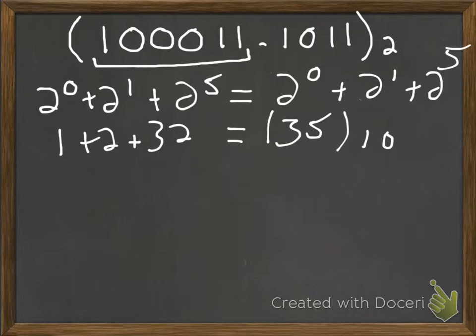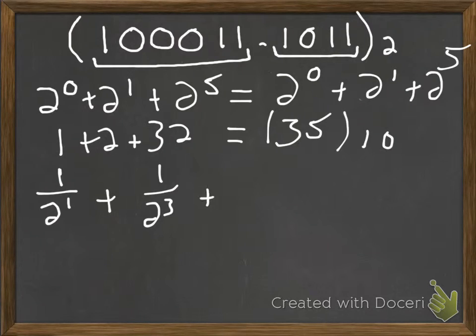Okay, so just keep this in mind, and now we're going to look at the right part of the decimal. Just write down everything that has a 1. So we're going to have 1 over 2 to the 1 plus 1 over 2 to the 3 plus 1 over 2 to the 4.